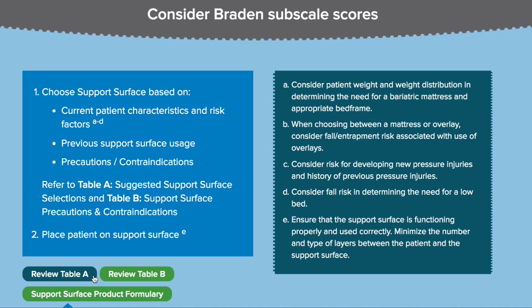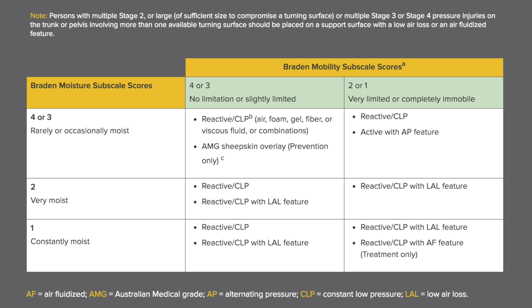Let's look at Table A, those Braden subscale scores the bedside nurse was telling you about. The evidence tells us that moisture and mobility are the two most important measures to control and prevent pressure injuries. Moisture goes down the left-hand side. We can recall that the nurse said our patient was a 2, and that means very moist. As for mobility, the nurse said that our patient was a 2 here as well, meaning that she is very limited in her mobility. If we see where those two axes meet, it tells us that Mrs. Chang needs a constant low pressure surface with low air loss feature.